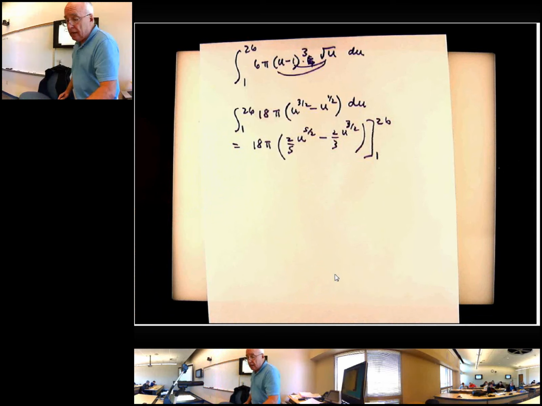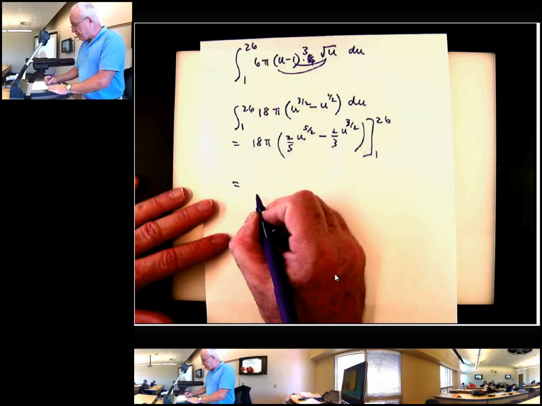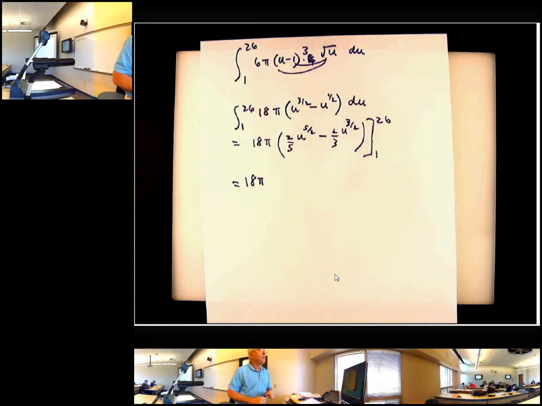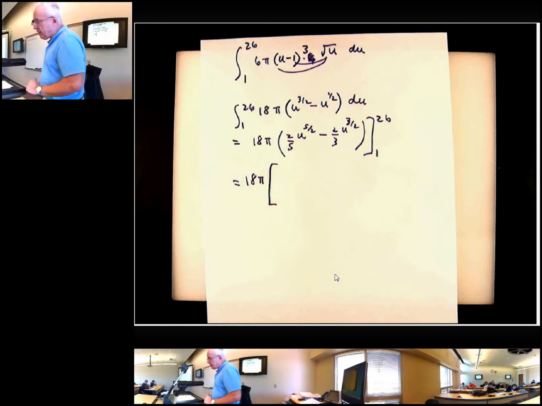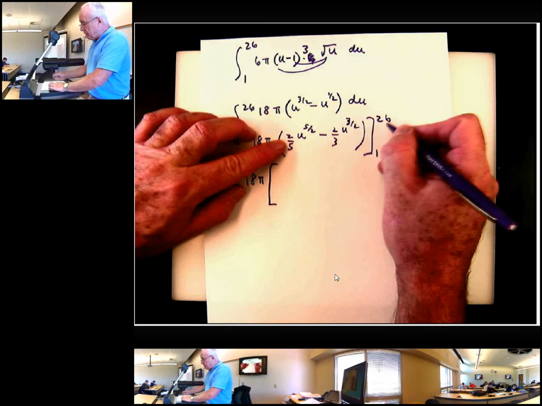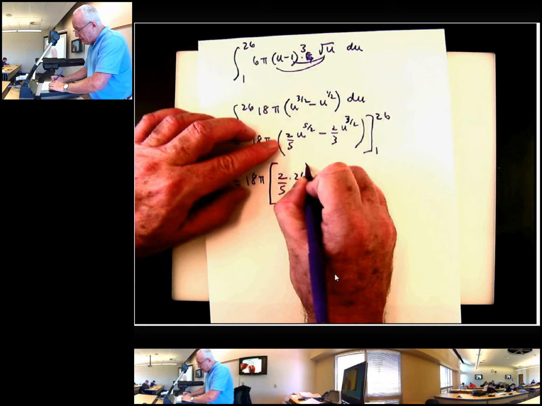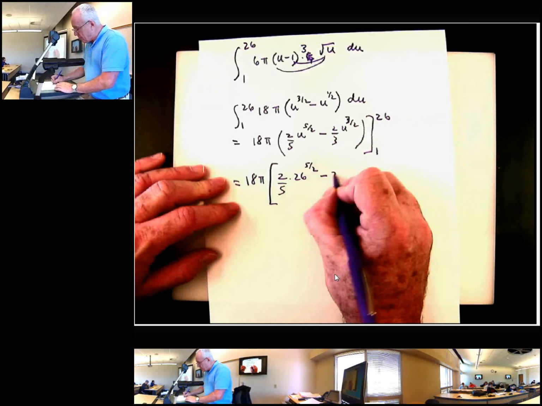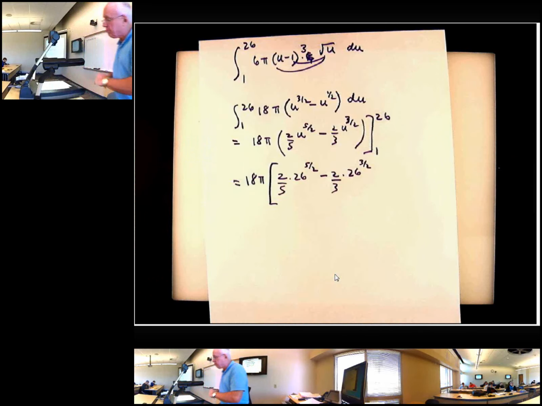So we're going to get some kind of ugly looking answer, but at least it's correct, all right? Okay, so let's figure this thing out here. We're going to end up having to deal with a couple of fractions at the end. So the 18 pi I'm just going to keep out on the outside. So here we plug in the 26, so it's 2/5 times 26 to the 5/2 power. And then minus 2/3 times 26 to the 3/2 power.